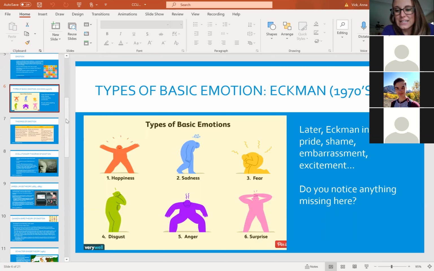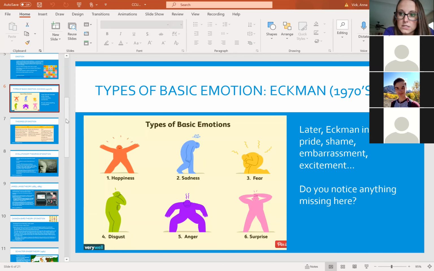So there are a lot of theories. This is a theory that comes from Ekman, around the 1970s. We'll talk through a few theories of emotion now, and you'll read into a lot of this in your text as we proceed in the course. This theory, types of basic emotions, has 6 in it. Ekman identified happiness, sadness, fear, disgust, anger, and surprise as the major or basic emotions for humans.